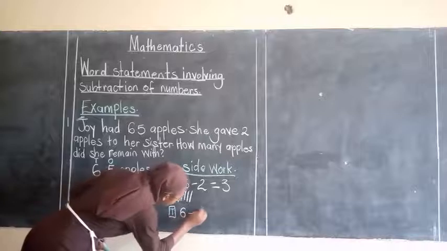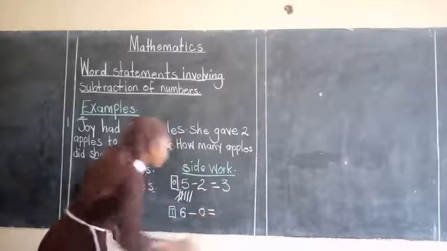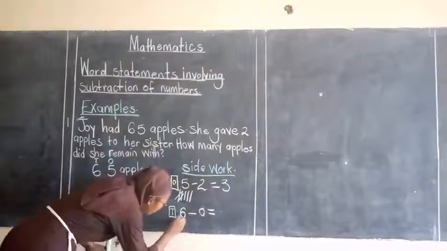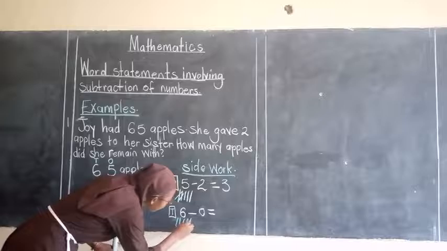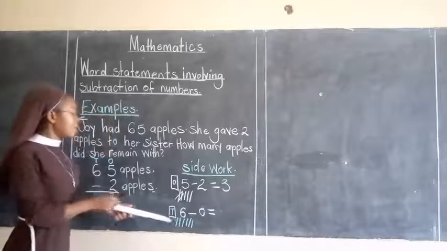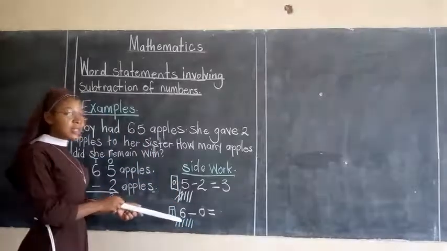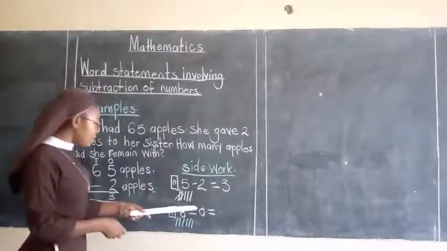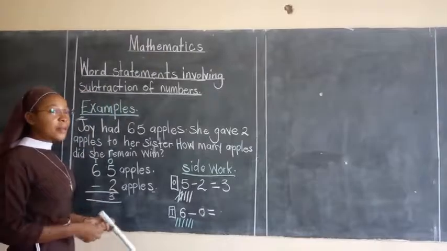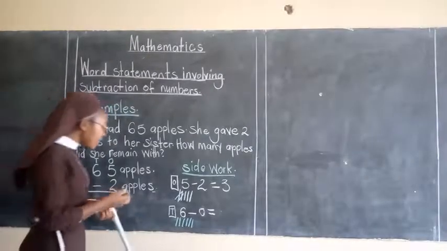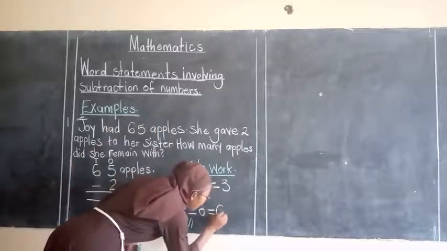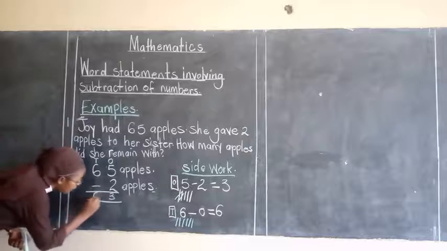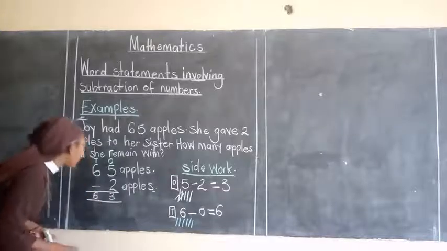So we shall write 6 take away 0 equals. We shall draw our counters here. 1, 2, 3, 4, 5, 6. We have our 6 counters here. But from 6 we are not taking away anything, since we are subtracting 0, meaning we shall remain with our 6 counters. So 6 take away 0, we shall have our answer as 6. We come back to the tens place value and we write 6 as our answer.